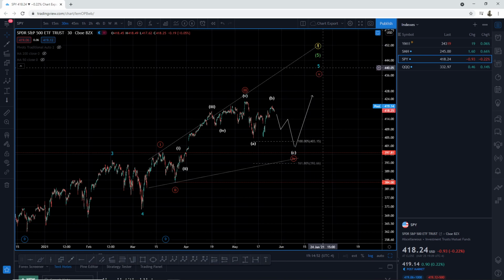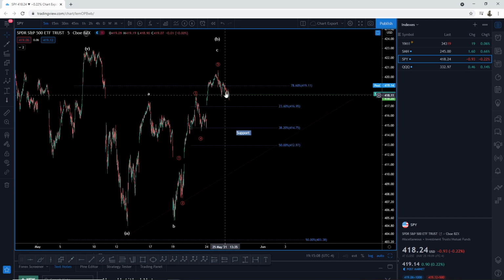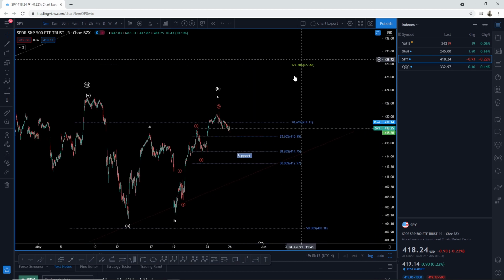Okay, this is yet to be determined until we get this further down correction. So that's my alternative. I don't think so. So technically right now there's three possibilities, right? Possibility number one, and I want you guys to understand this. Possibility number one is that we head on lower, find support, and then push higher.